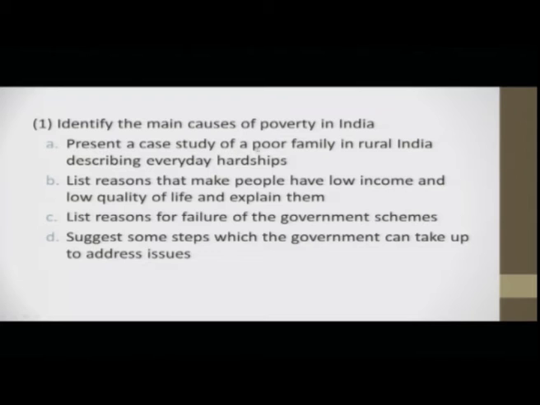So, present a case study of a poor family in rural India describing everyday hardships. The key word here is describe. So, if you are describing the conditions in detail, you may not be focusing on causes. Here, list reasons for failure of the government schemes, how this is related to increase in poverty. So, that connection is not very clear here.